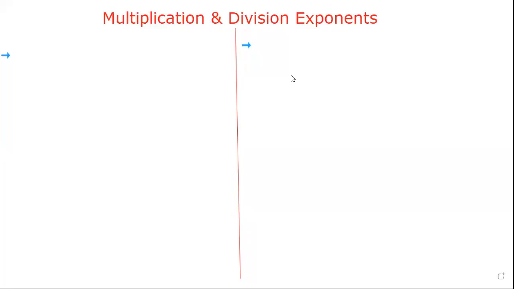Multiplication and division of exponents. So we are going to do some examples for both multiplication as well as division of exponents. First of all, let's see some multiplication exponent examples.